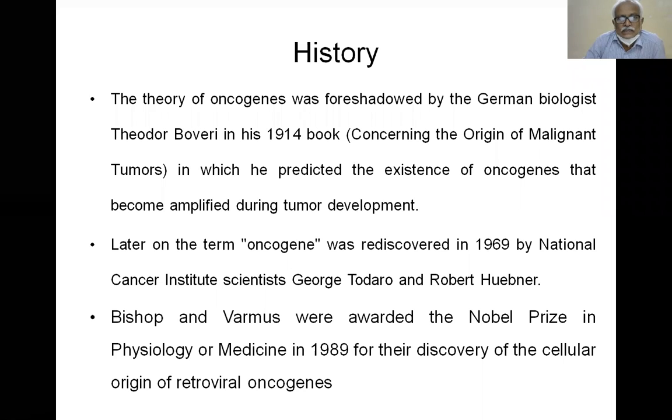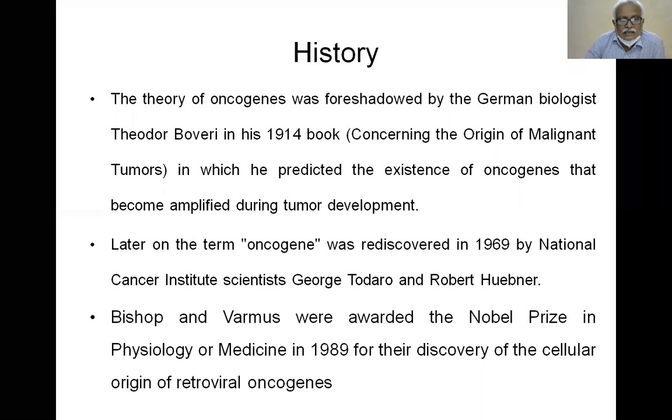So the theory of oncogenes was foreshadowed by German biologist Theodor Boveri in his 1914 book, Concerning the Origin of Malignant Tumors. In that book, he predicted the existence of oncogenes that become amplified during tumor development. So he wrote that there may be oncogenes existing, and slowly over a gradual time period, they will be amplified and lead to tumor development.